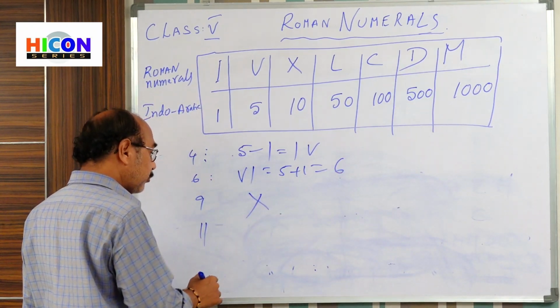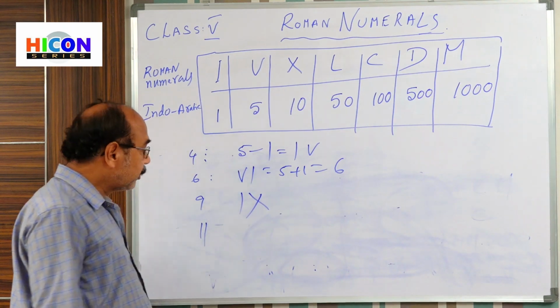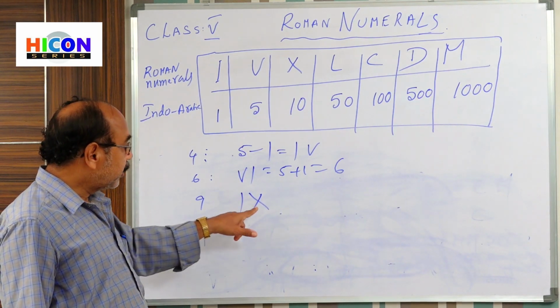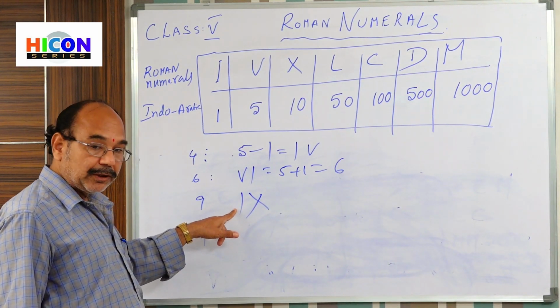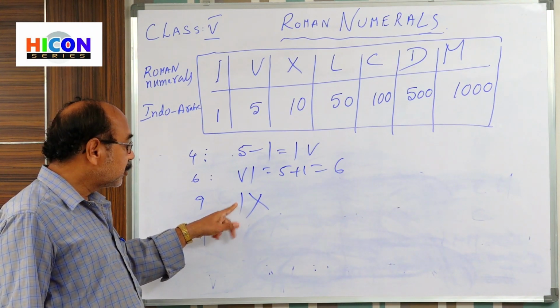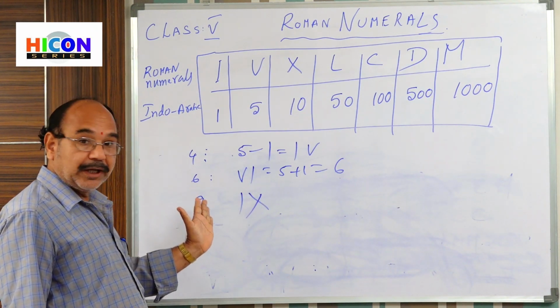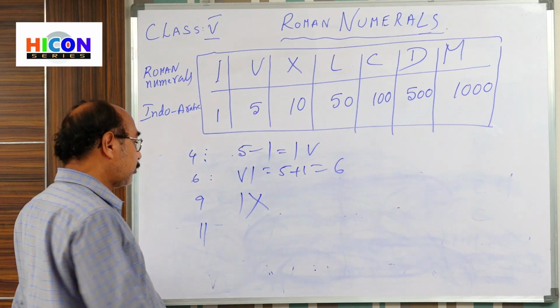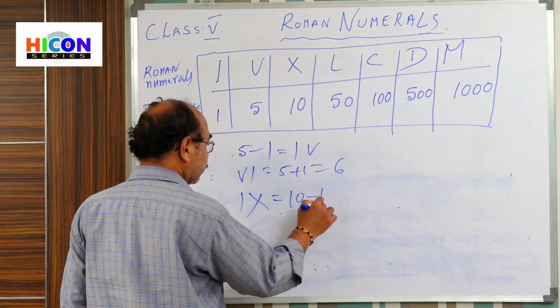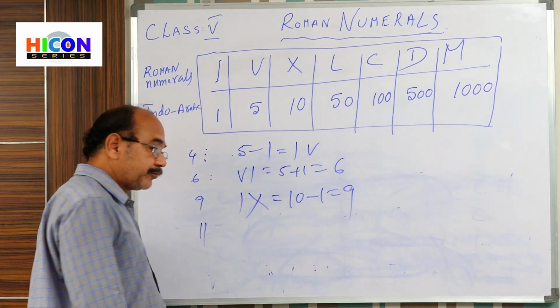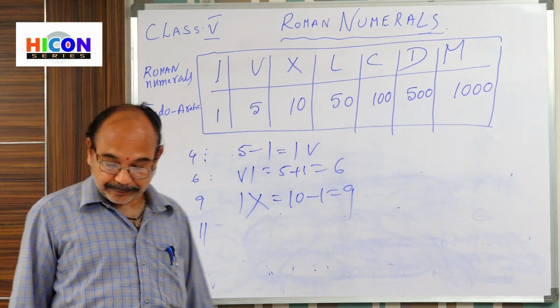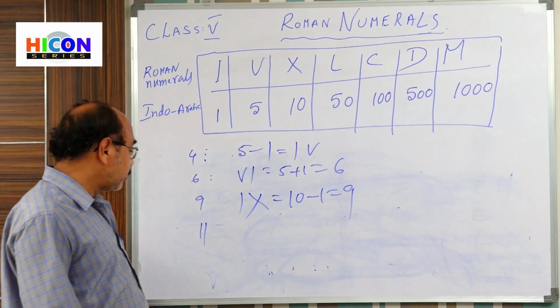9. 10 minus 1. 10 is the big one. 1 is the smaller. Where did I write 1, right side or left side? Left side. Left side means subtract. 10 minus 1 is equal to 9. Okay. And one more example you see.